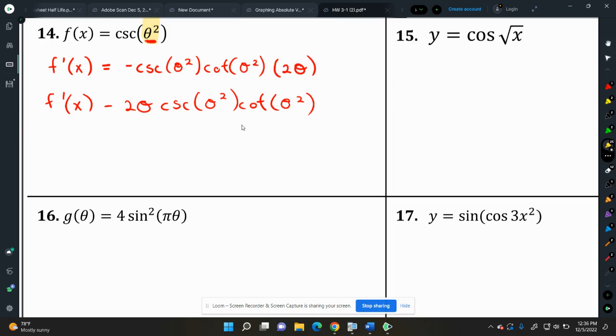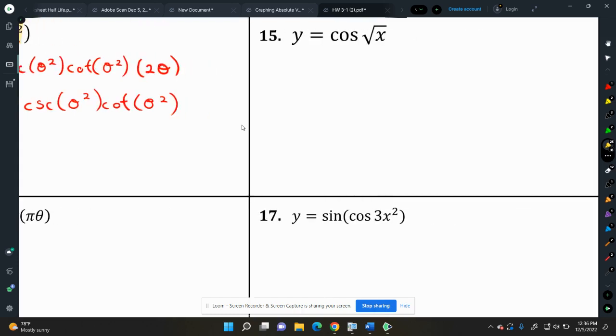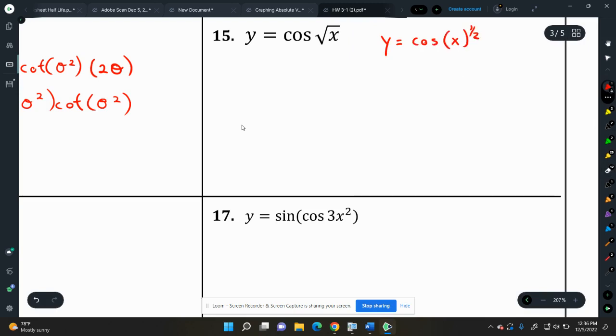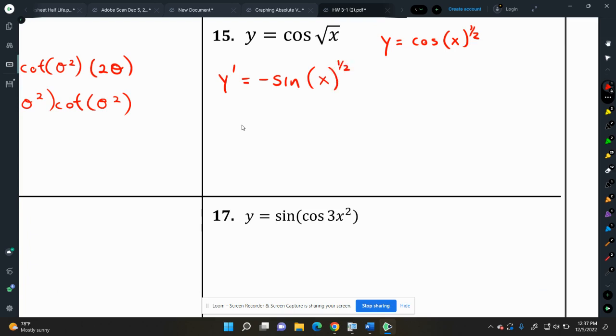Okay, all right, so let's look at number 15. Again, this is a pretty straightforward one. So let's go ahead and rewrite this. y equals cosine of x to the 1/2. So the outside part is the cosine, so y prime equals negative sine. We're not changing the inside, so it's still square root of x, right? That's the outside part. Now we're going to take the derivative of the square root of x, or x to the 1/2.